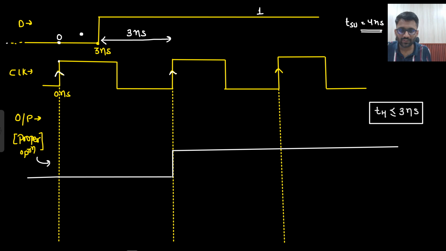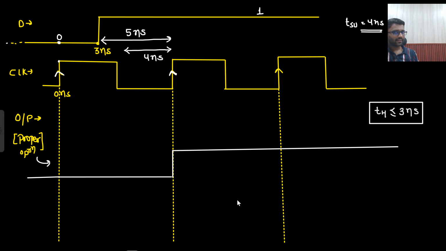right? Now let's just say this window was 5 nanosecond. So what will the clock be doing? The clock will be looking back for 4 nanosecond only, because setup time is 4 nanosecond. So 4 nanosecond will be somewhere here. And here it was 1 and for all the time it was 1 only. So there is no setup violation.